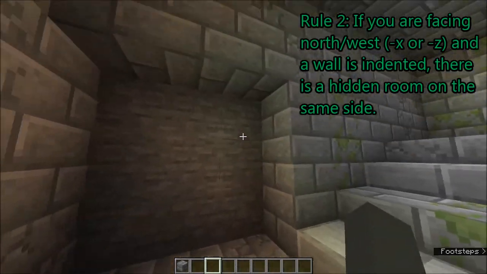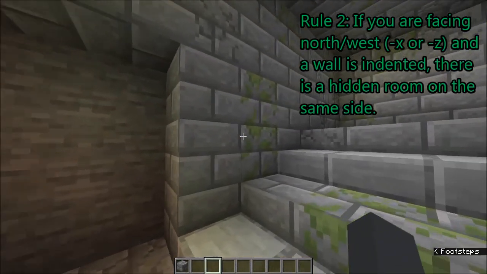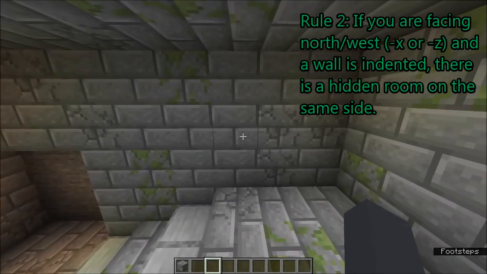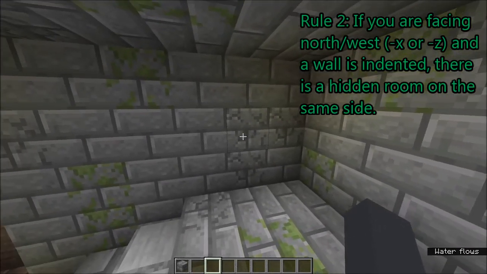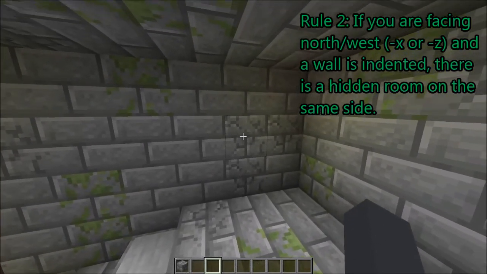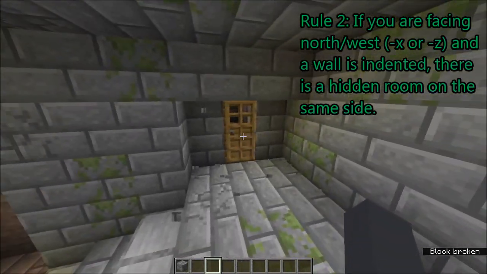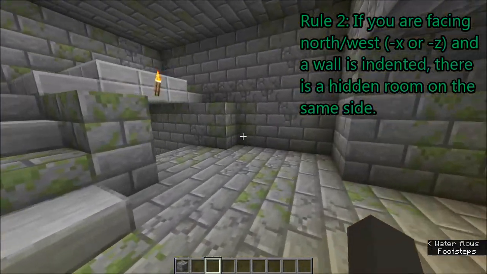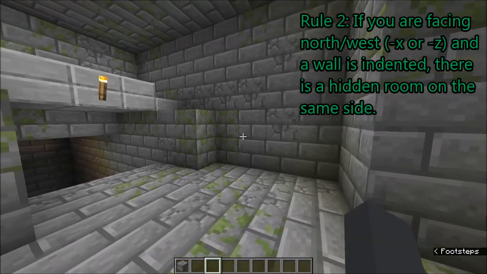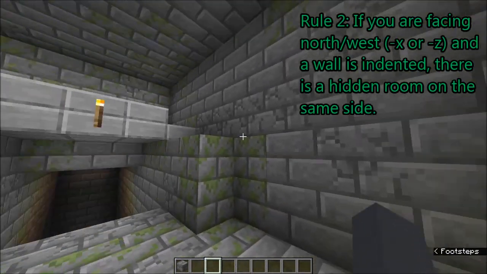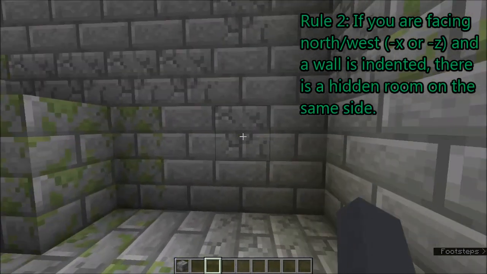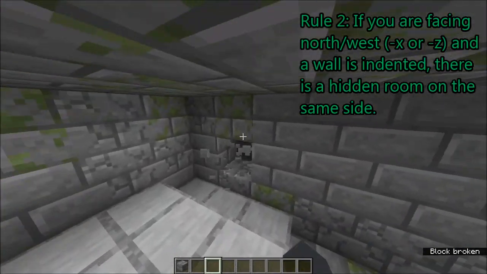And if there is an indentation like this, it means that the wall on the same side here has a hidden room, which is correct. And if there is no indentation, it means that there is no hidden room on that side of the wall. So for example, there's nothing here or here.